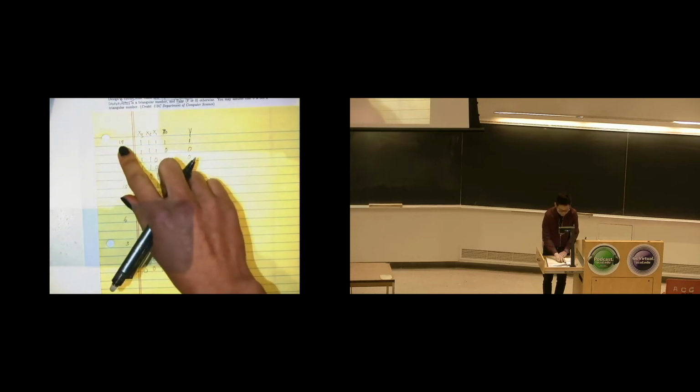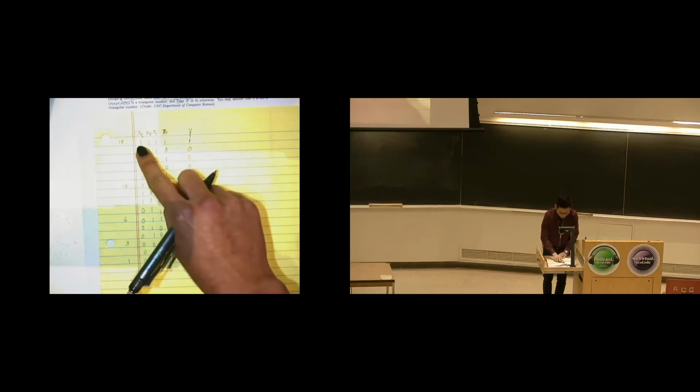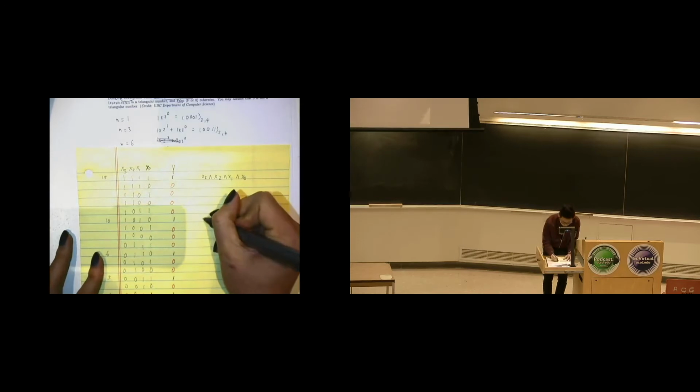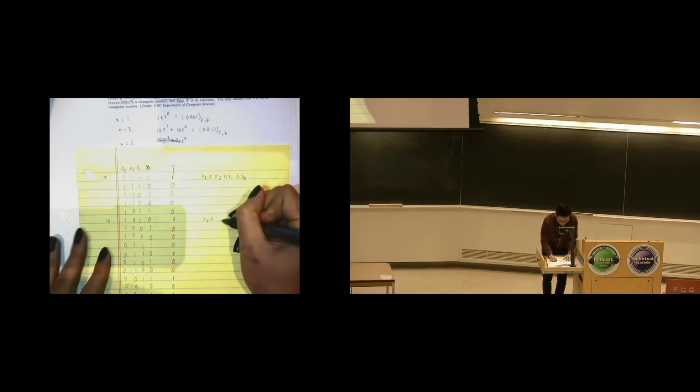So let's start with this one. This one is all true: X3, X2, X1, and X0. Let's just write it down as X3 and X2 and X1 and X0. Okay, and this next one is X3 and not X2 and X1 and, wait, this is and, not X0.